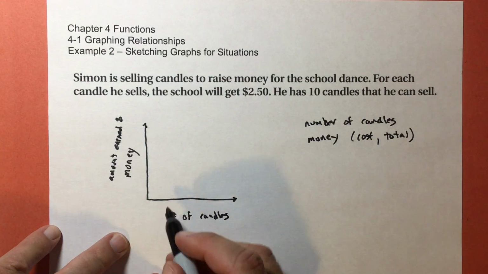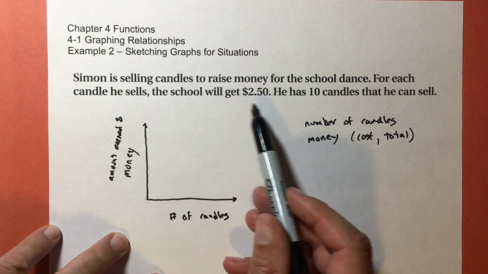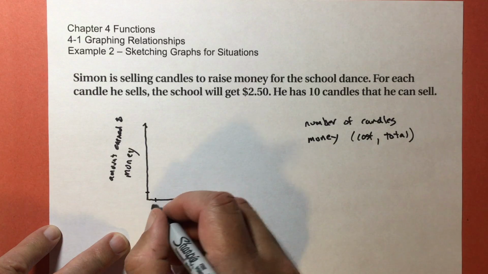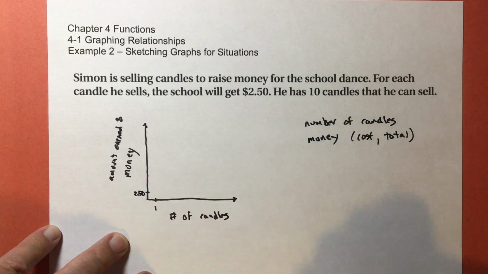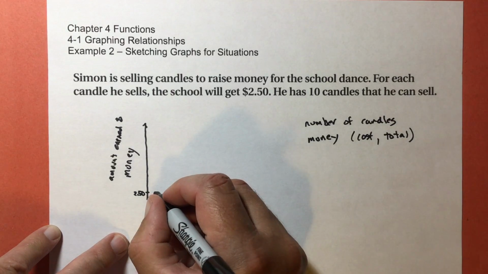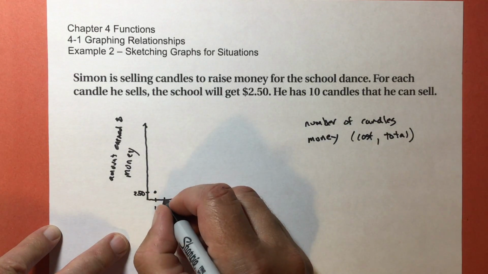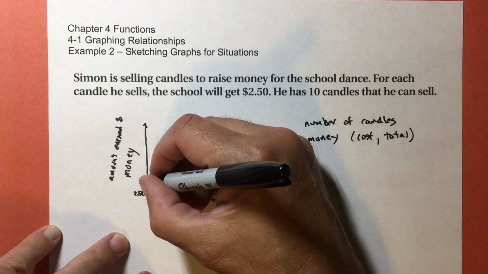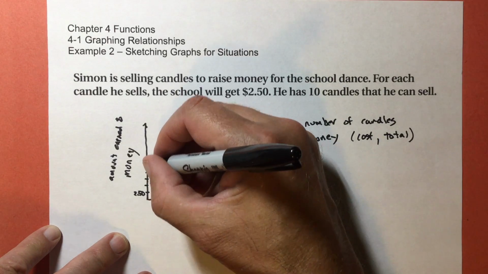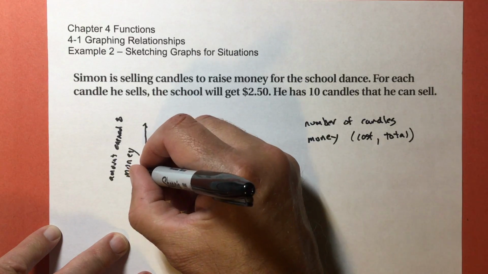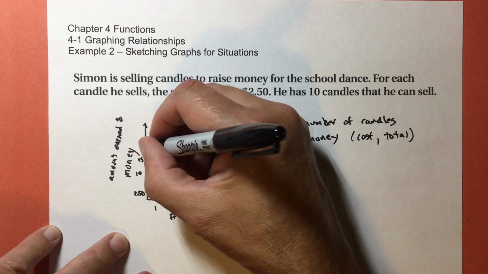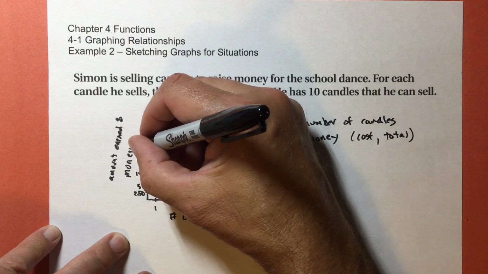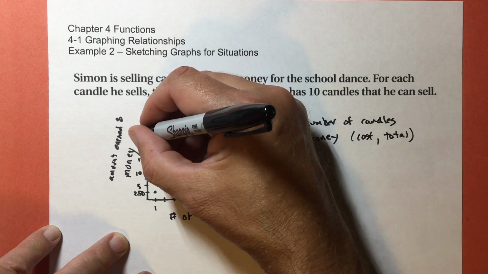Because I do have numbers here, I'm going to put a scale on here. So if I go 1 candle you're going to make 2.50. So 1 is going to be 2.50. And because my marker is a little thick, it's a little hard to see. 1 candle is going to be 2.50. 2 candles, 3, 4, 5, 6, 7, 8, 9, 10. And then $5, $7.50, $10, $12.50. So I'll write 10 right here. $15. This would be 5. And then $17.50, $20, $22.50, and $25.